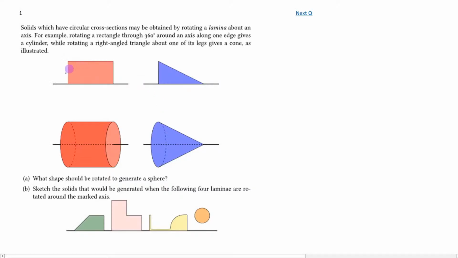Forgive me for any of my rough drawings. You can see we've got this rectangle rotating into the cylinder and this triangle rotating into this cone. What should be rotated to generate a sphere? Well, I hope you drew a semicircle to get a sphere. So you can see that that will just rotate into a ball-like shape. Admittedly, my drawing needs a little bit more work.